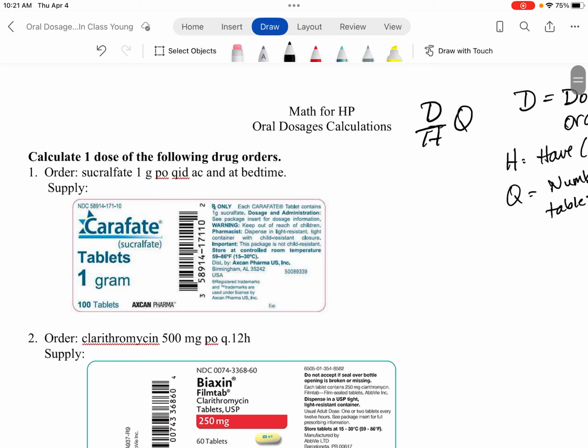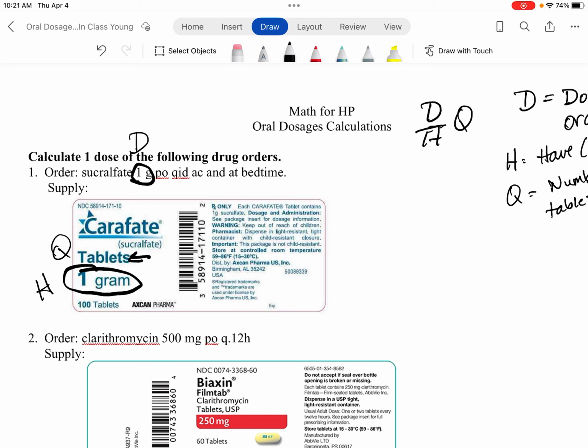So in this case, the order is, I can't say that medication, but it's 1 gram by mouth QID before meals and at bedtime. What I have on hand, or my supply, is the Carafate, which I can say, tablets, 1 gram. And since it's tablets, the tablet is my quantity. The 1 gram is what I have on hand. And of course, then the 1 gram in the order is my desired.